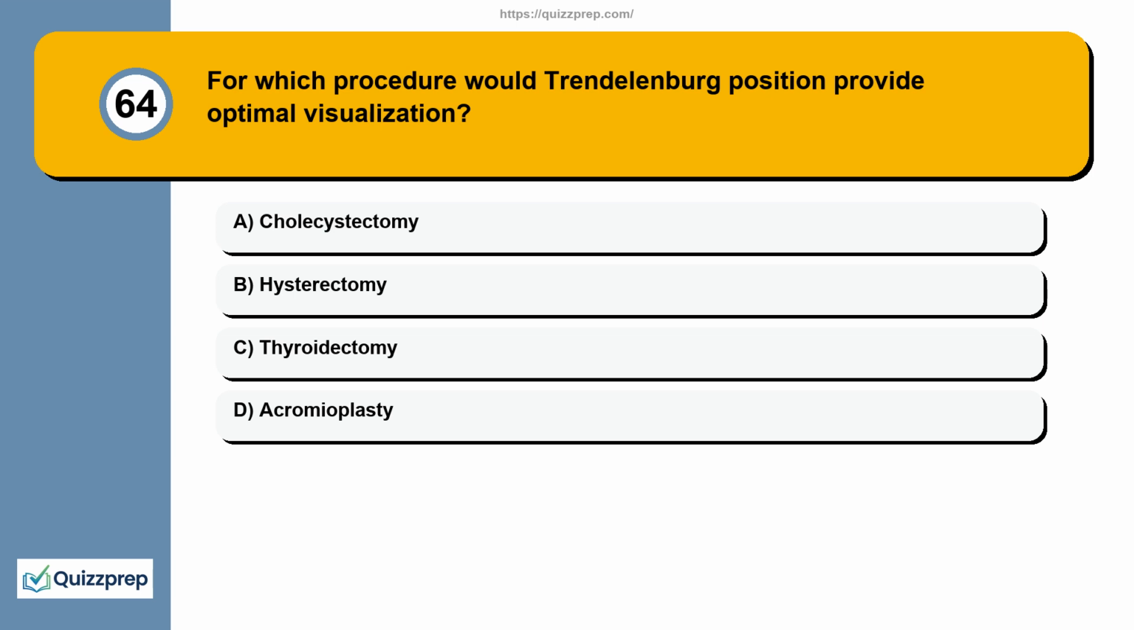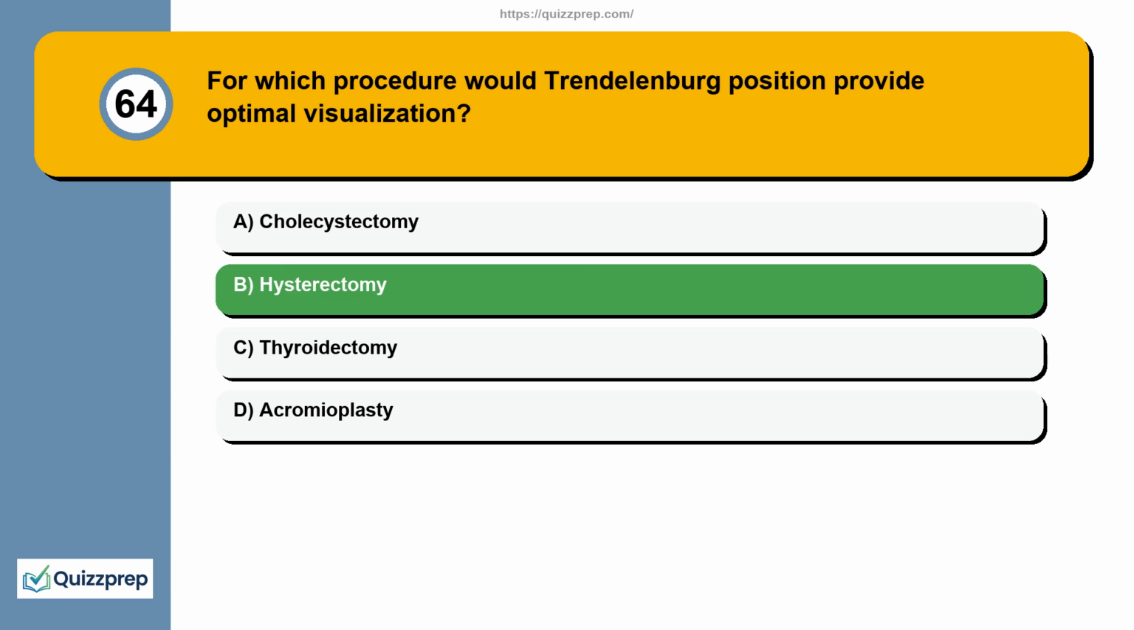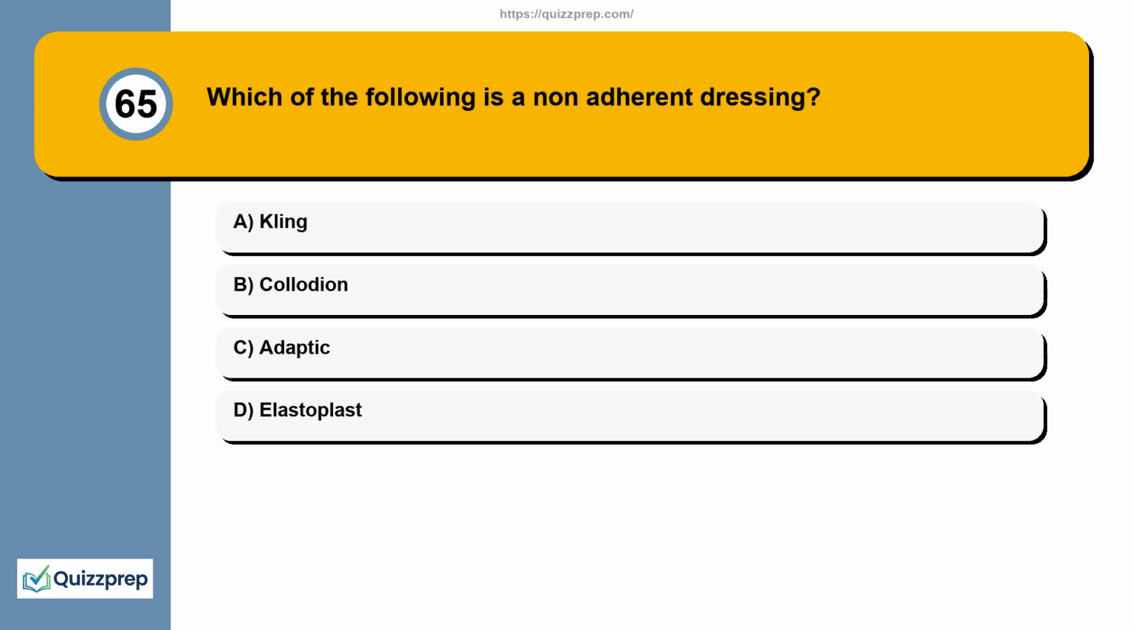Option A, cholecystectomy. Option B, hysterectomy. Option C, thyroidectomy. Option D, acromioplasty. The correct answer is option B, hysterectomy. Question 65. Which of the following is a non-adherent dressing?